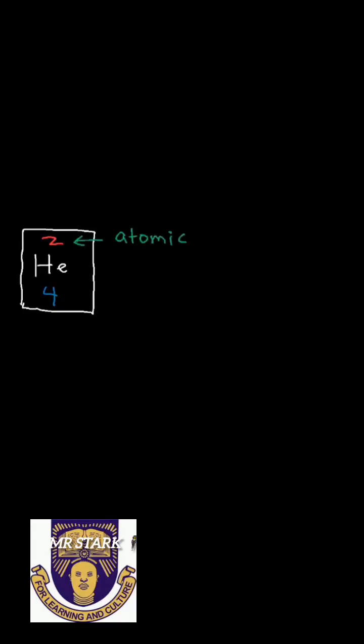Consider the symbol He. He stands for helium. In a periodic table, you're going to see something that looks like this. There's a number on top and there's a number on the bottom. The smaller of these two numbers represents the atomic number. And the larger of these two numbers is the average atomic mass, which you can also use as the mass number.